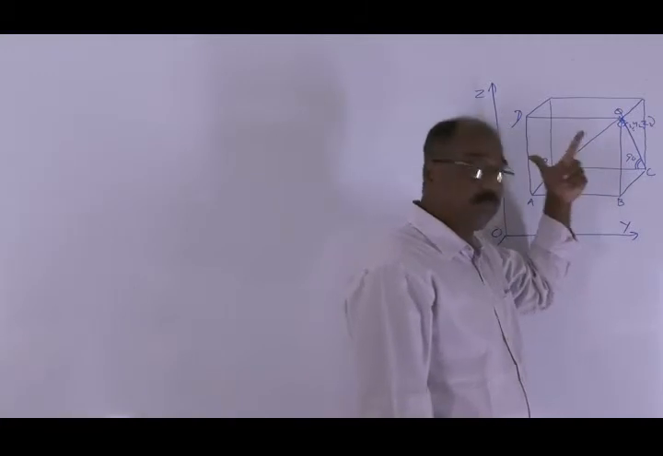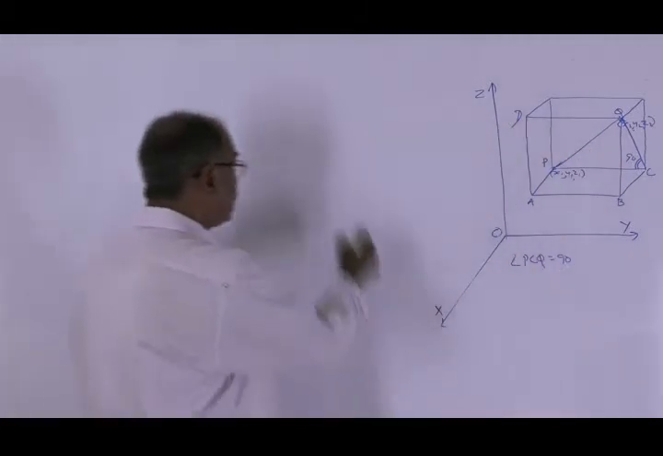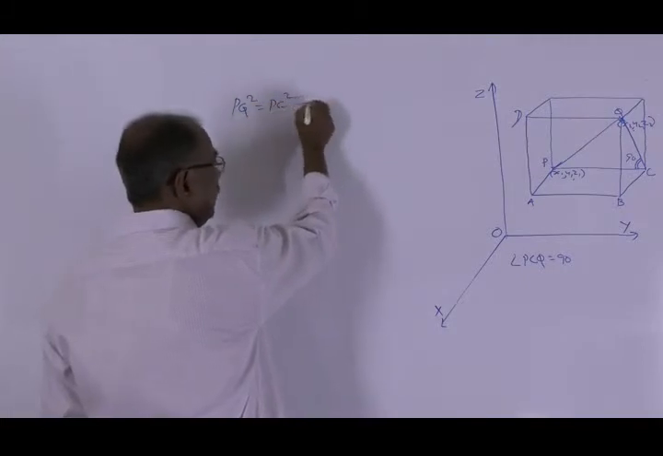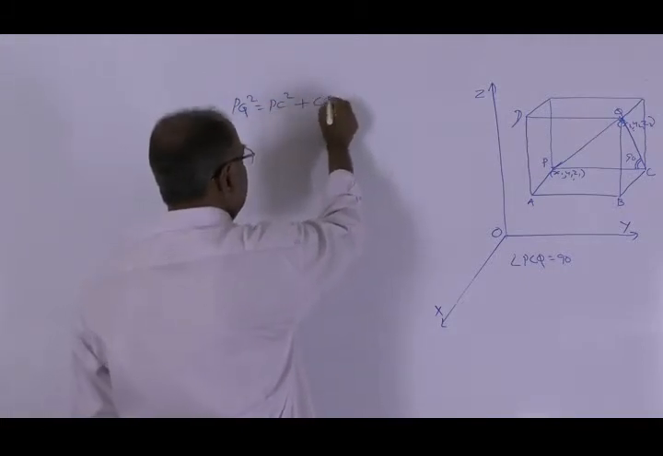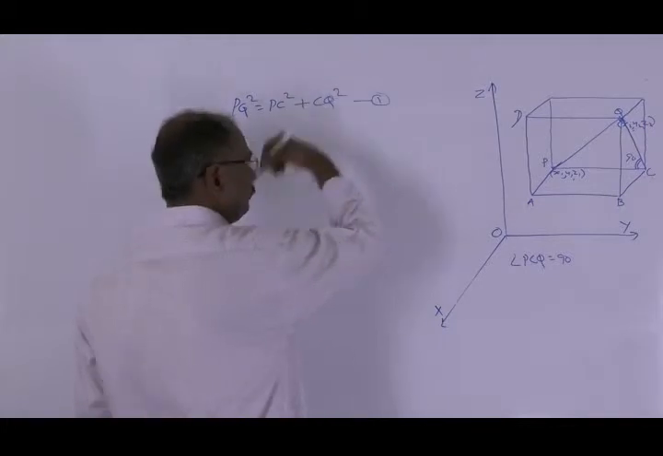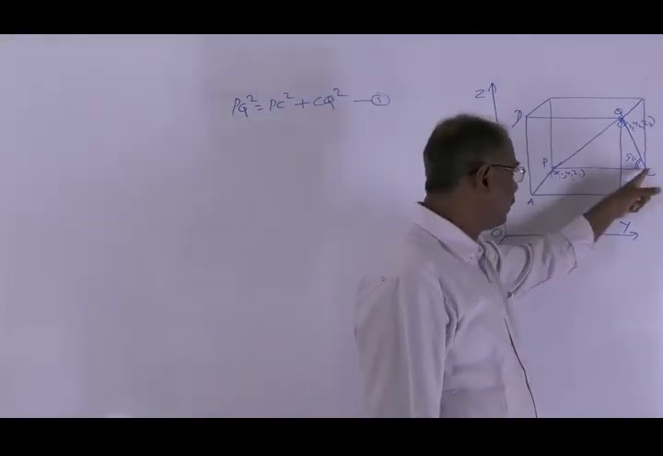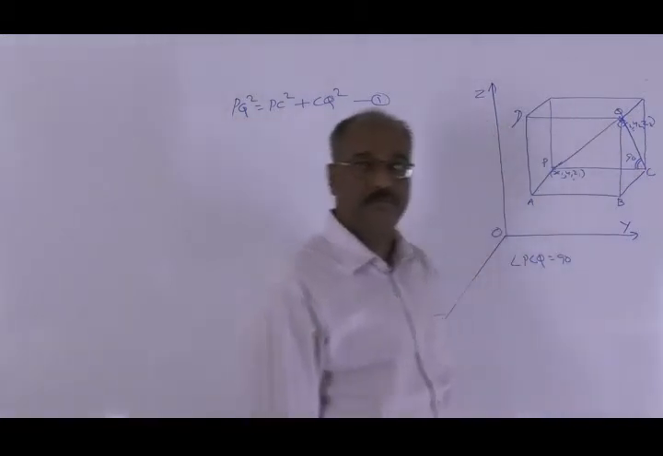And therefore from that right angle triangle, using Pythagoras theorem, PQ squared is equal to PC squared plus CQ squared, equation 1.